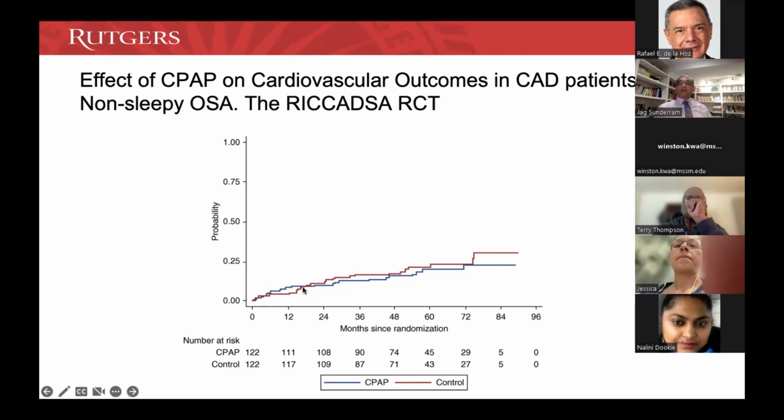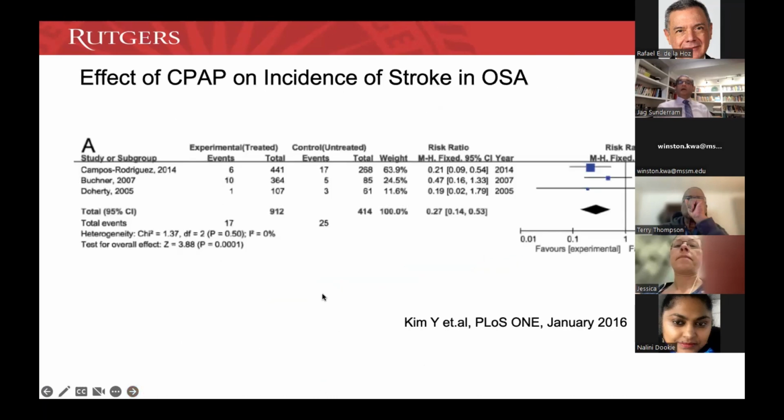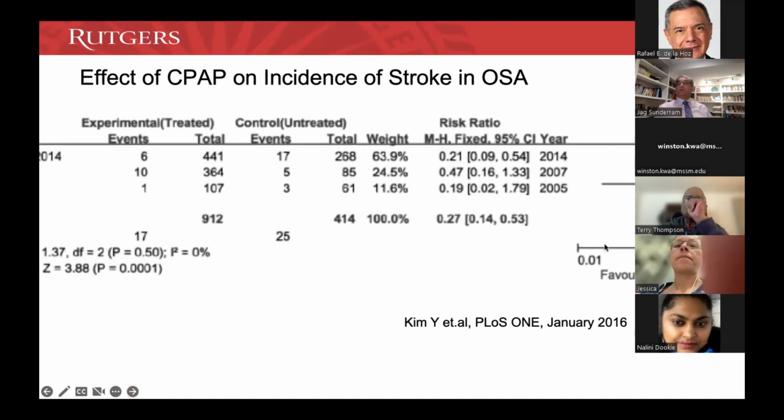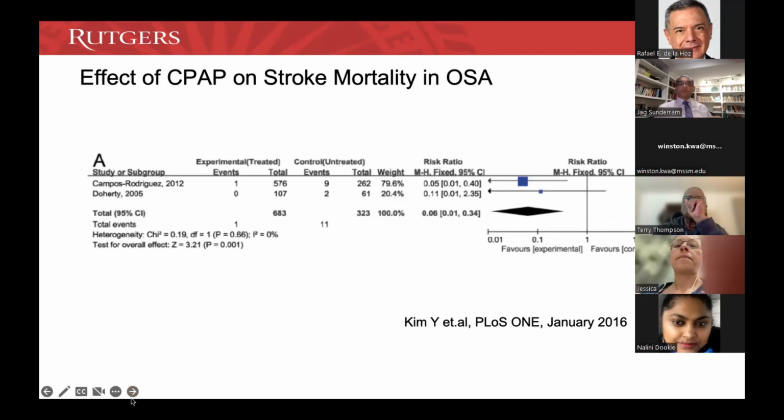A third study that I haven't put in here, the ISAACC study, had similar data on those who had acute coronary syndromes, followed up on CPAP, with no difference in outcomes in terms of recurrent events. However, in terms of strokes, there seems to be data that suggests that CPAP actually does make a difference in reducing the incidence of strokes. This is a meta-analysis from a number of studies that was published in 2016, showing that CPAP was favorable in terms of reducing incident stroke and stroke mortality.